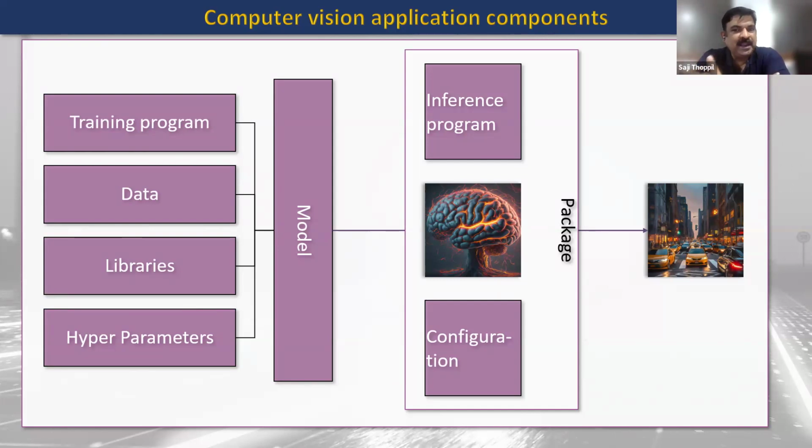Now, once this brain is ready, which is able to detect some of these live real world scenarios, you typically bundle that with an inference program. There are a lot of ready-made inference programs, a lot of inference engines, that you get. You send that along with the configuration.